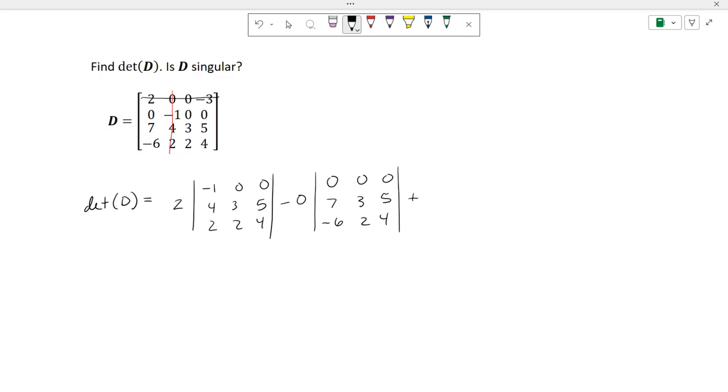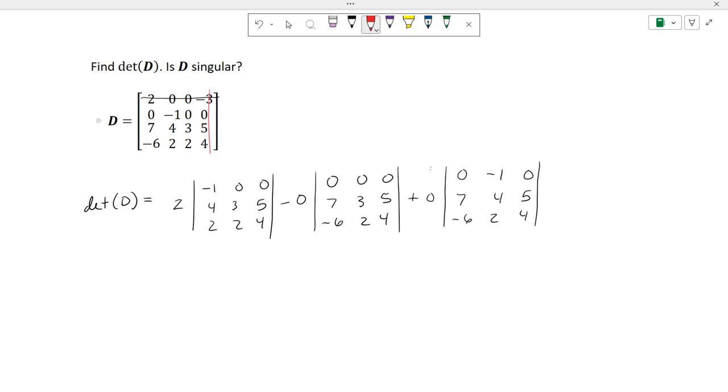The next one's going to be positive. Now I'm going to cross out the third column and I get another 0. So again, this is one I'm not going to have to calculate the determinant for. So far, it's just the first one. The submatrix is 0, -1, 0, 7, 4, 5, -6, 2, 4, so just the numbers that haven't been crossed out. And one more column to go.